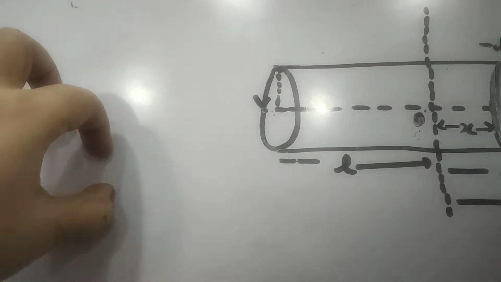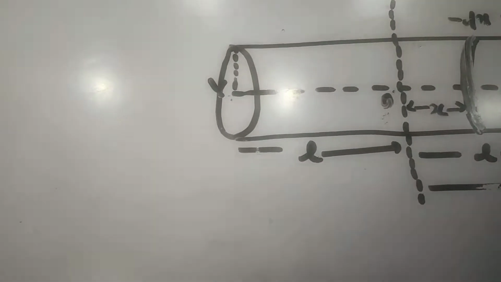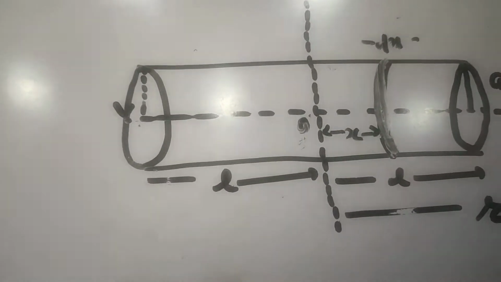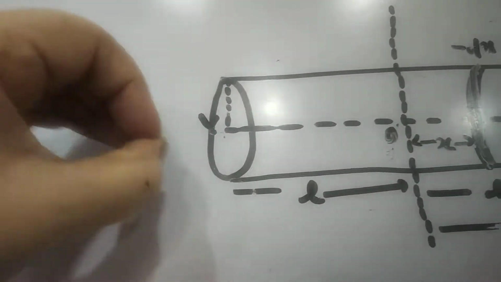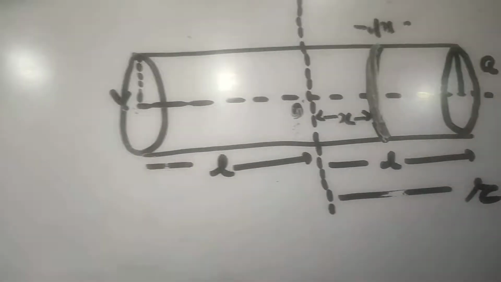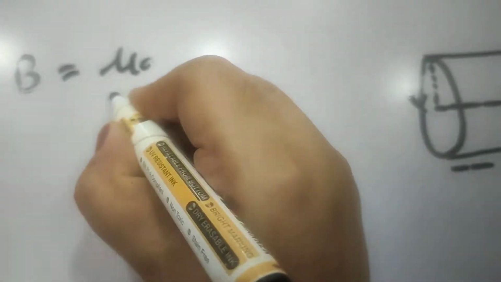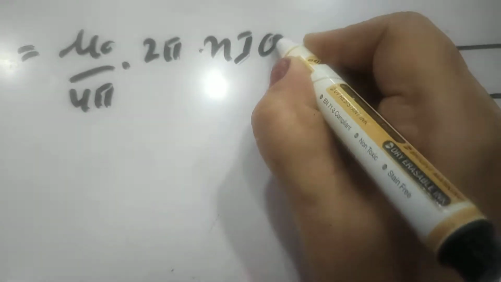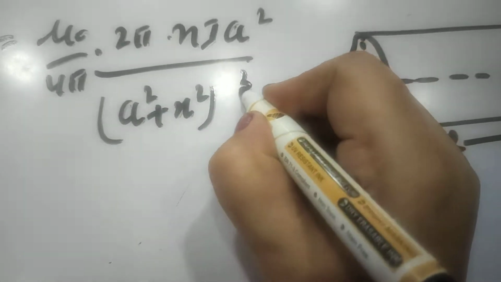So we will use the formula that we derived by Biot-Savart's law for the magnetic field at any point on the axis due to a circular loop, perpendicular to the plane of the paper. One we have done in the plane of the paper, another for perpendicular to the plane of the paper. So we will use that. We remember that formula is given by Biot-Savart's law: mu naught upon 4 pi into 2 pi n I a square divided by (a square plus x square) raised to power 3 by 2.